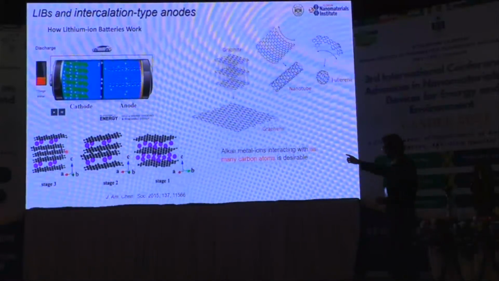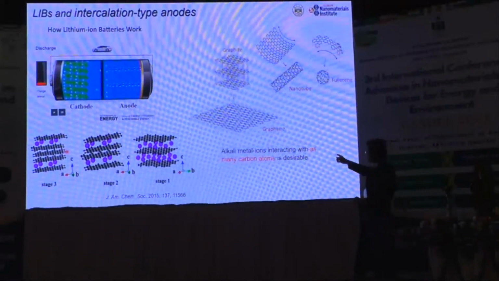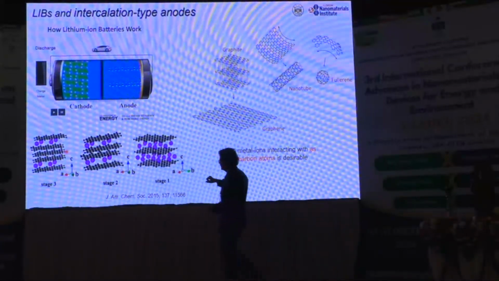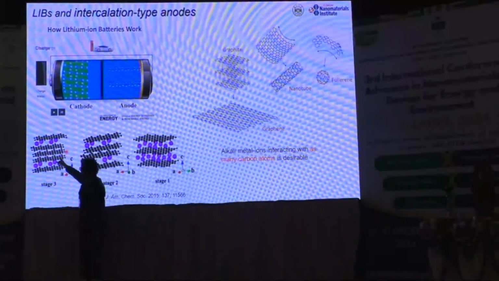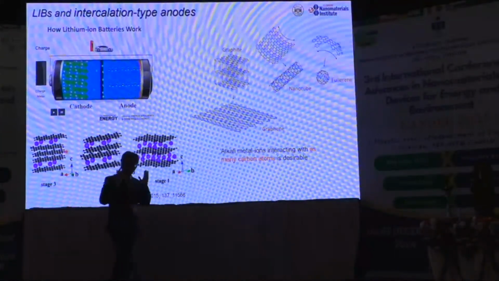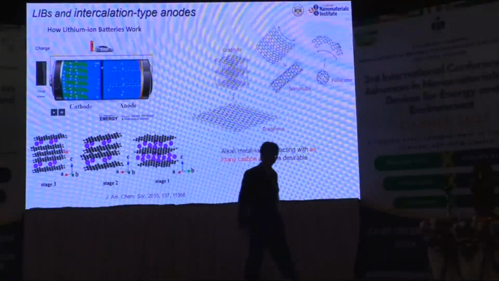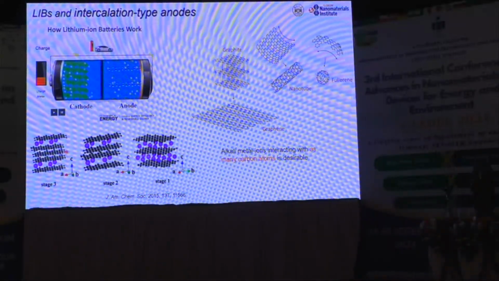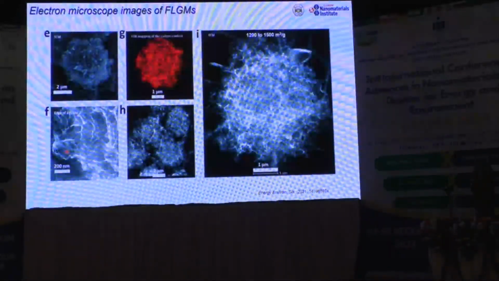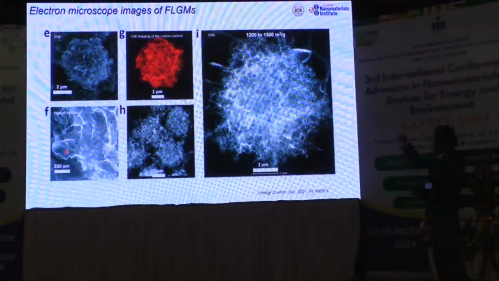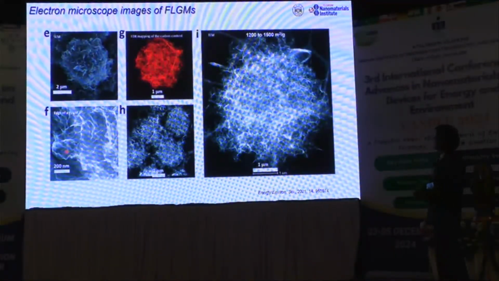Why? Because we want all the alkali metal ions to be interacting with carbon atoms. Like this is not preferred. This is dead carbon. It's not interacting, right? So we want every layer of carbon to interact with the alkali metal. So how can we accomplish that, right? So we came up with something called few layer graphene microspheres. It's in the title, FLGM.